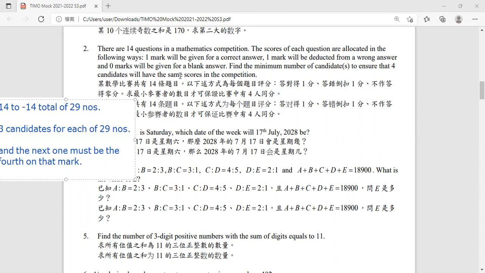You have 14 questions. If you answer all right, you will get 40 marks. If you get 13 right and 1 blank answer, it will be 30 marks. You just think of this one, and you will find that all the results from 14 to -14 can be obtained. Any more questions?